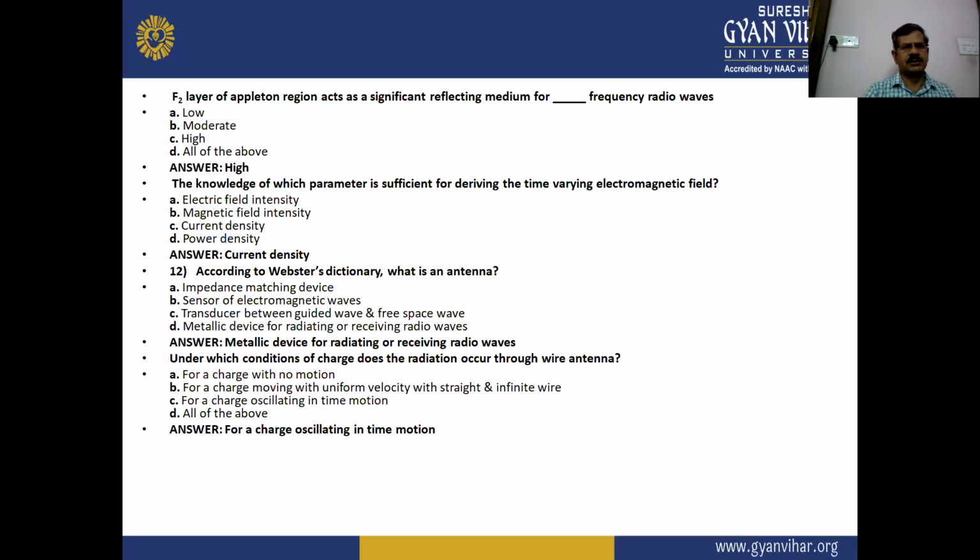So the F2 layers of the Appleton region act as a significant reflecting medium for high frequency radio waves. Radio waves have a very high velocity, that is 3 into 10 to the power 8 meter per second, or 3 lakh kilometer per second. This is the radio wave velocity, or electromagnetic wave velocity. So the correct answer here is option C.